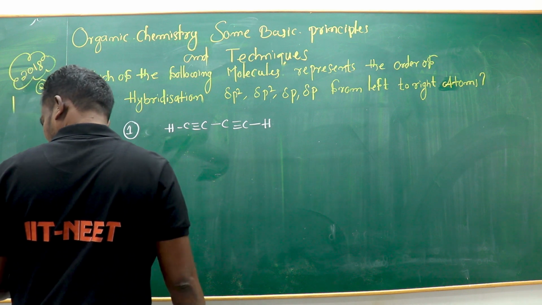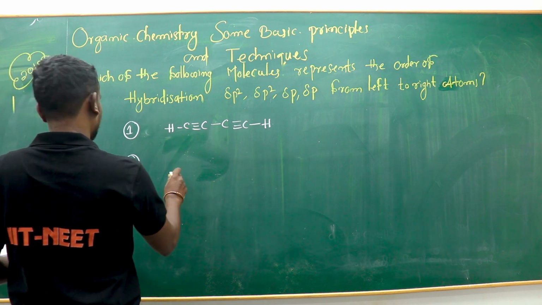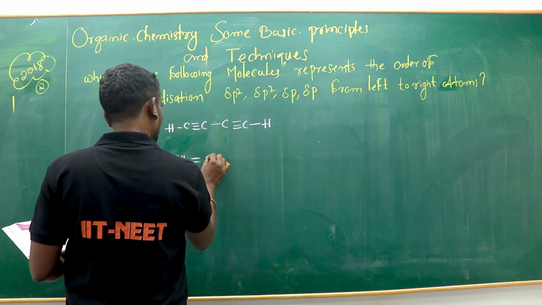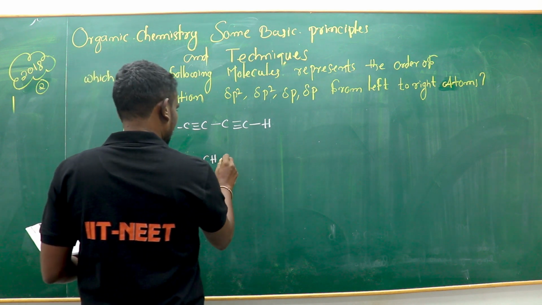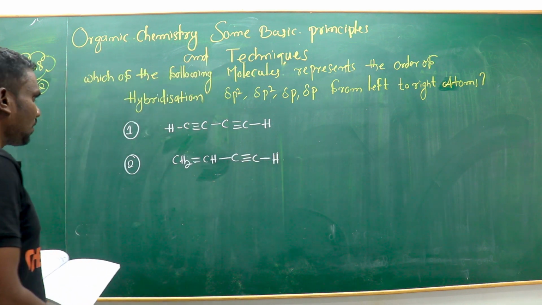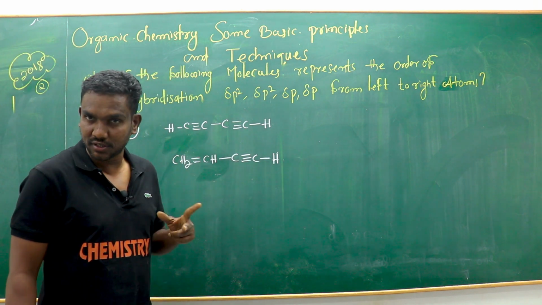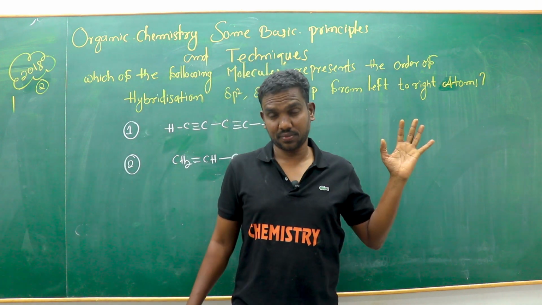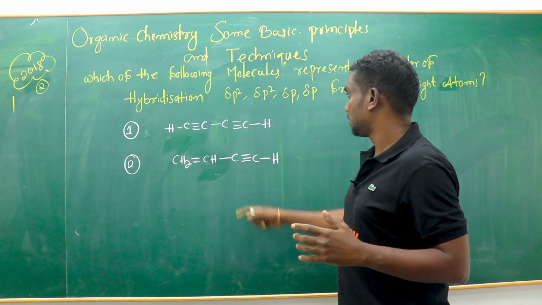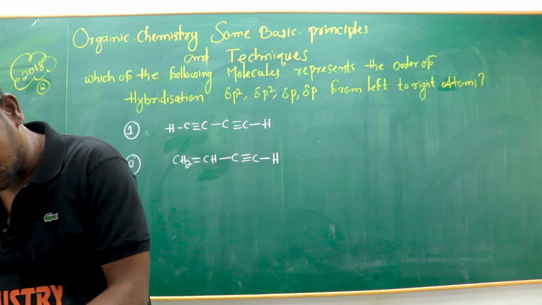Second option, that is CH2 double bond CH, C triple bond CH. In this, my dears, one is the right option and another one is the wrong option. So my humble request, observe carefully what is asked here. So sp2, sp hybridization.